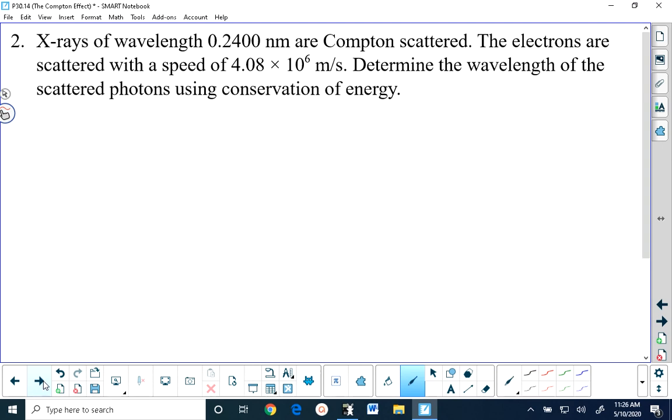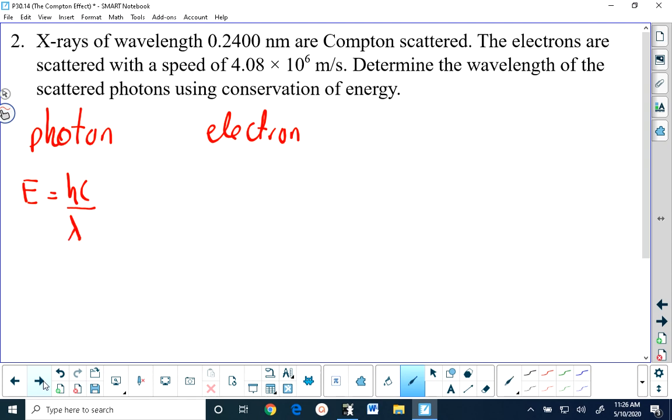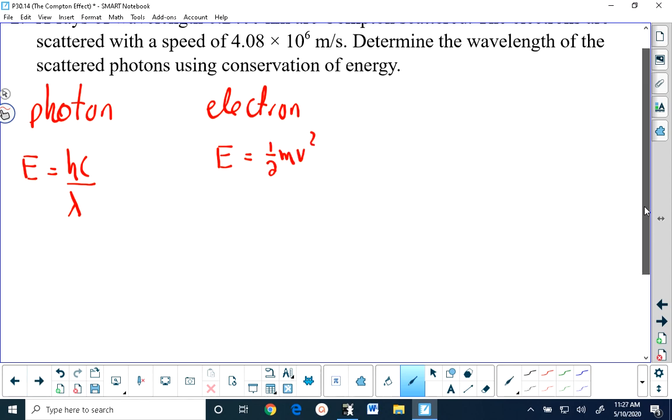So before we do this, I just want to remind you of something here. When you're talking about photons, and when you're talking about something like an electron, there are different ways for you to find the energy. The energy of a photon is found using hc over lambda, whereas the energy of something like an electron that has mass is found using 1/2 mv squared.